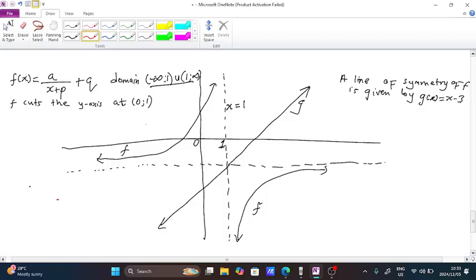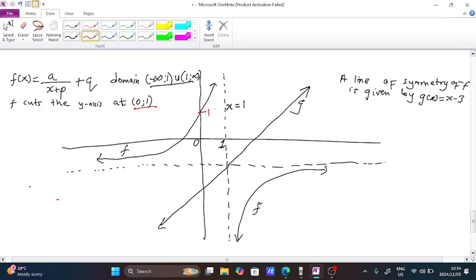Now, on that domain, what do we see? It's fine. They say f cuts the y-axis at (0, 1). So at (0, 1), here is the (0, 1). Here it means our 1. That is what this limit says.